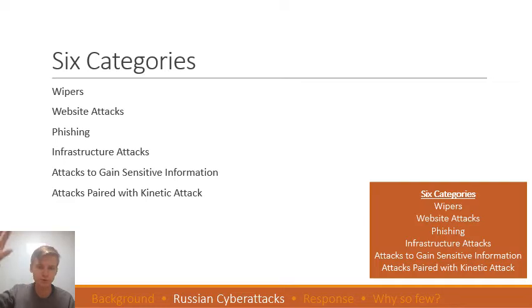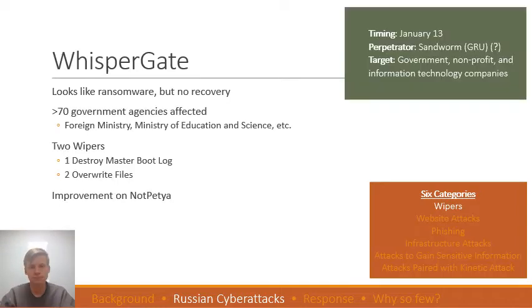As you can see, the first 4 are mostly based on what is actually happening, and then the last 2 categories overlap a little bit, and they're more about, in the case of sensitive information, what is the purpose of it? In the case of kinetic attack, what is happening at the same time that that's happening? So the first category that we'll talk about is wipers. Again, these are things that are designed, malware that's designed to go in and delete data for destructive purposes.